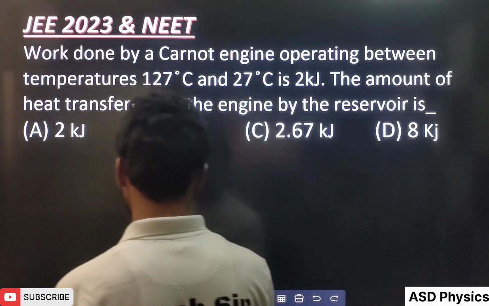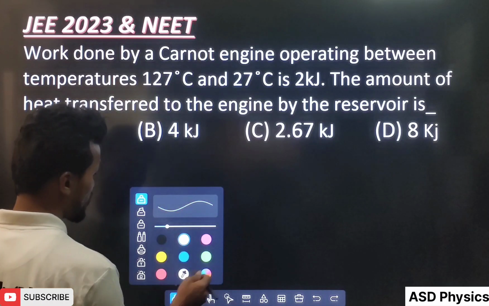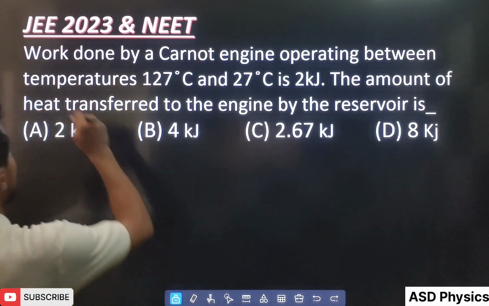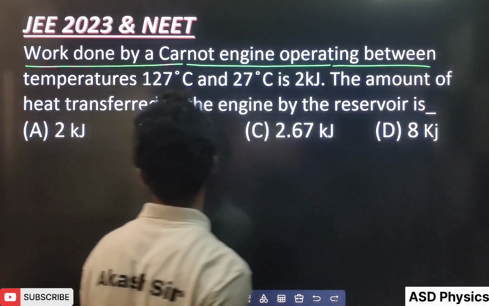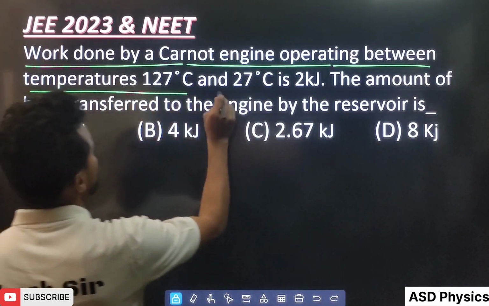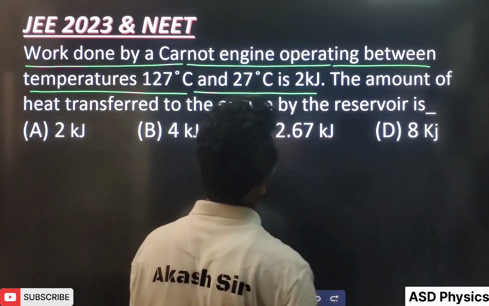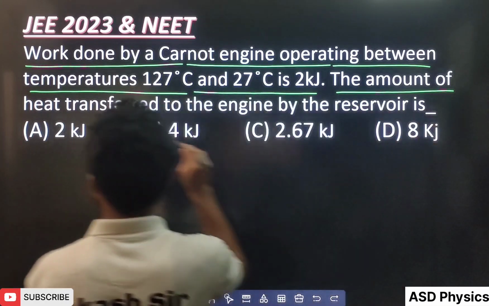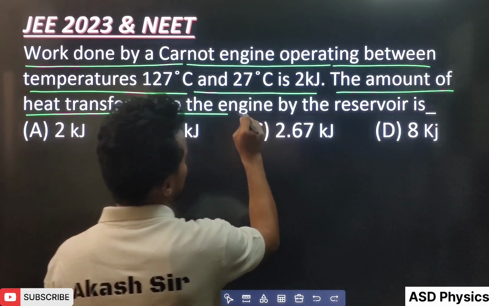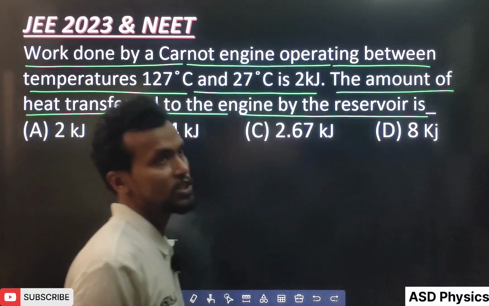Okay, and this kind of question is also very important in the exam. Can you see here? See the last question. Work done by a Carnot engine operating between temperatures 127 degrees Celsius and 27 degrees Celsius is 2 kilojoule. The amount of heat transferred to the engine by the reservoir is how much?